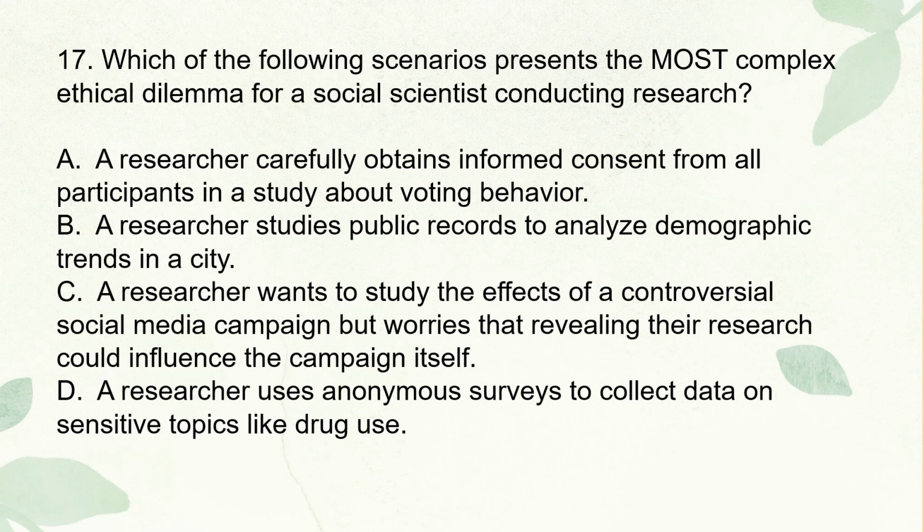Number 17. Which of the following scenarios presents the most complex ethical dilemma for a social scientist conducting research? Letter A. A researcher carefully obtains informed consent from all participants in a study about voting behavior. Letter B. A researcher studies public records to analyze demographic trends in a city. Letter C. A researcher wants to study the effect of a controversial social media campaign but worries that revealing their research could influence the campaign itself. Or letter D. A researcher uses anonymous surveys to collect data on sensitive topics like drug use.